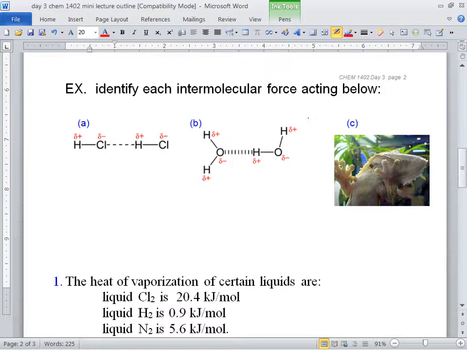So we've got some different molecules here. Let's see if we can identify the intermolecular force that's going on between them. We've got this first one, A. What type of intermolecular force would you say is going on there? I think the homework might look more like this. You've got HCl. They say, hey, this is a liquid. What's the intermolecular force that's going on? You have 1 out of 3 chances here.